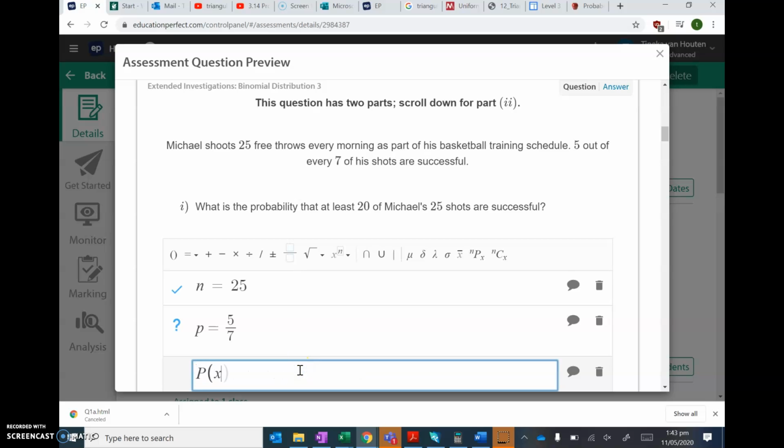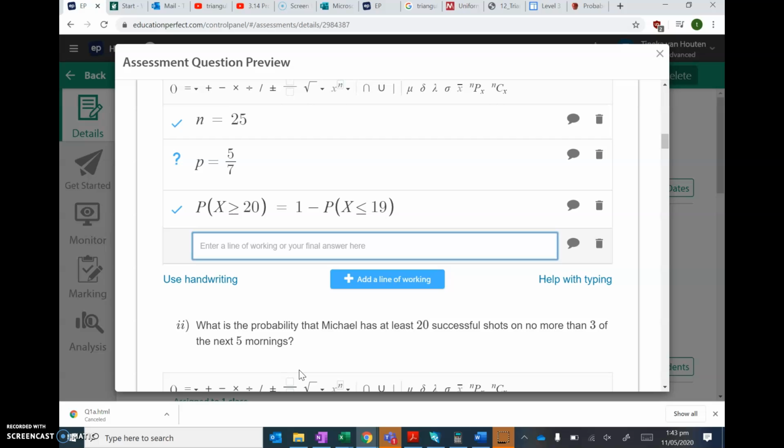So I need the probability that X is greater than or equal to 20. Now remember that I want 20, 21, 22, 23, 24, 25. My calculator only does less than or equal to. So I need to go 1 minus the probability that X is less than or equal to 19. Because if I take off 1 to 19, that'll leave me 20 to 25. So I need to go 1 minus and do it in my calculator.